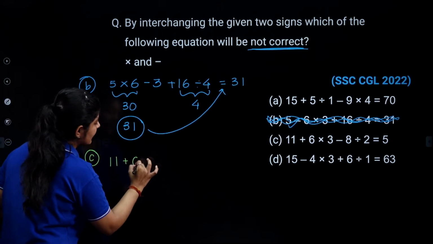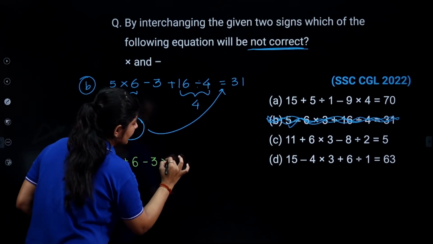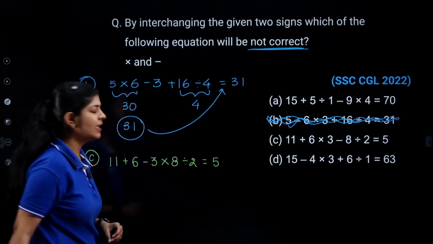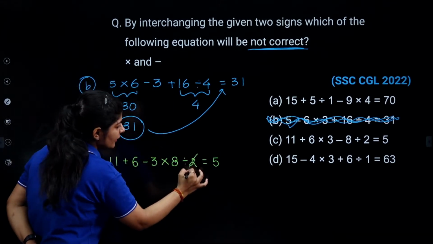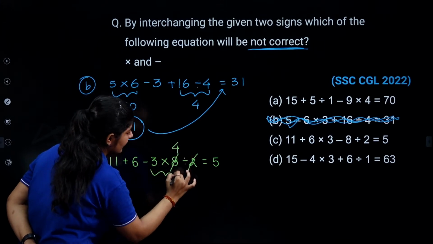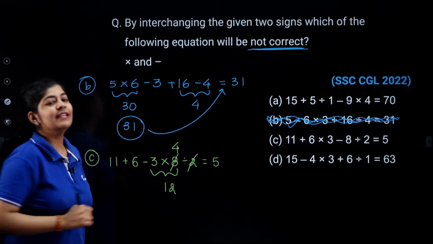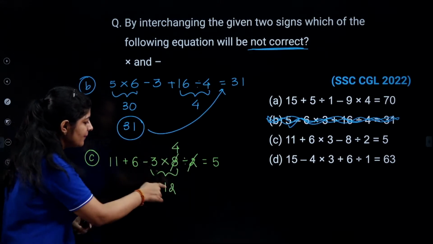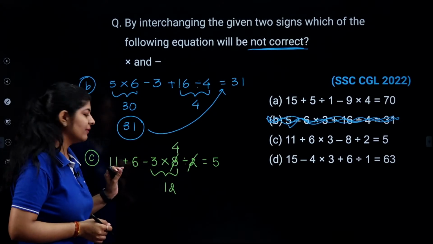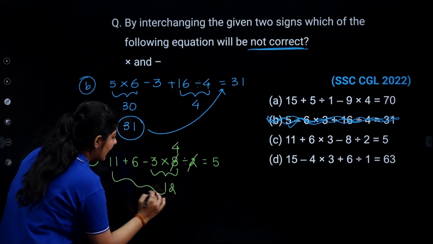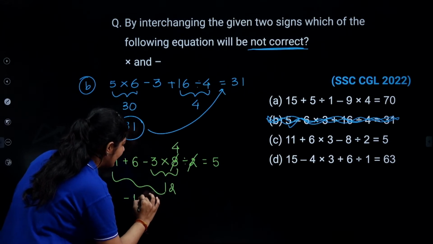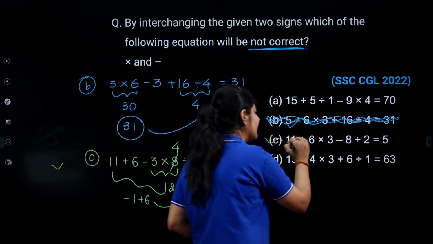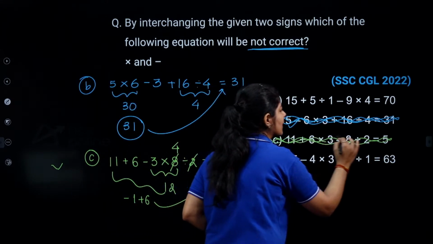11 plus 6 minus 3 into 8 divided by 2 equals to 5. Simply check this one. So here we are getting 4 and here we are getting 12. 8 divided by 2, we will get 4. 3 into 4, we will get 12, right? Minus 12 plus 11. What we are getting over here? We are getting minus 1. Minus 1 plus 6, we are getting 5. So this equation is correct too, so we can just simply eliminate this equation as well.